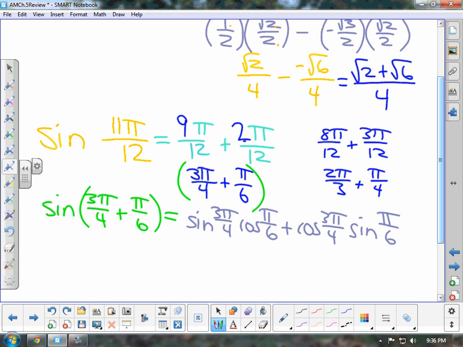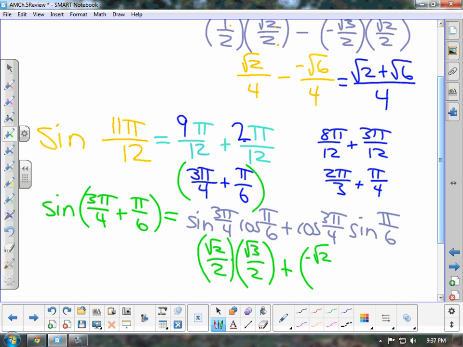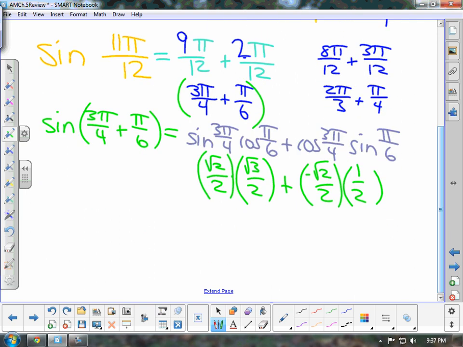And so now the sine of 3 pi over 4 is square root of 2 over 2 times the cosine of pi over 6, which is the square root of 3 over 2. And then we're going to add the cosine of 3 pi over 4, which is a negative square root of 2 over 2. And the sine of pi over 6 is 1/2.